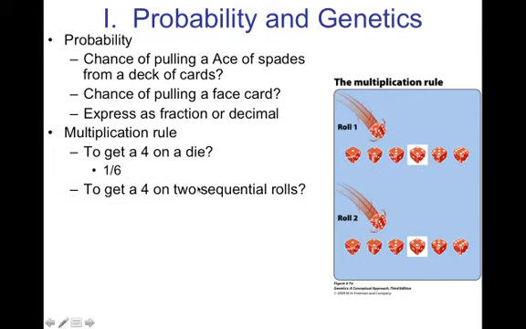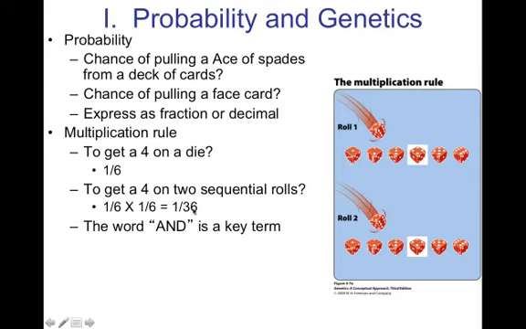Now it gets a little bit more complicated, but not too bad. If we ask to get a 4 on 2 sequential rolls, what would that be? Well, to do this, we have to take the multiplication rule. And we know on that first roll of the die, it's 1 out of 6. On the second roll of the die, it's also 1 out of 6. There's no increase or decrease probability of getting a 4 on that second roll. So we multiply these two separate probabilities together and get a 1 out of 36.